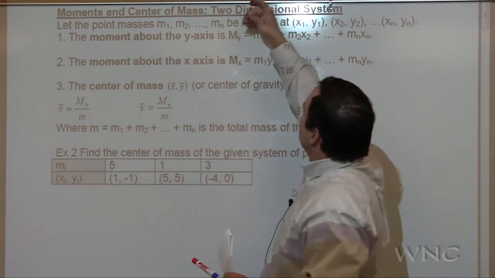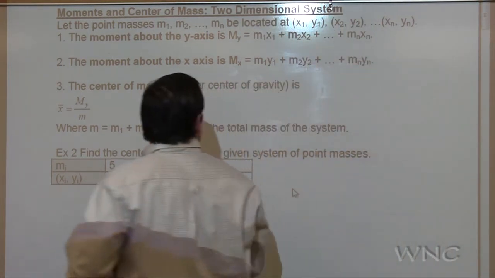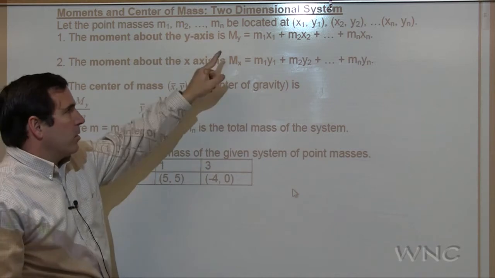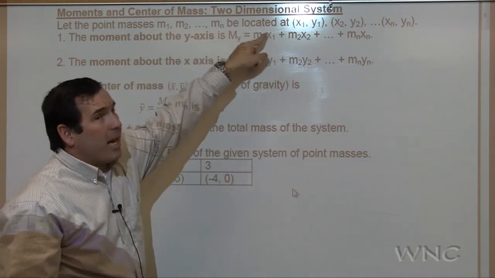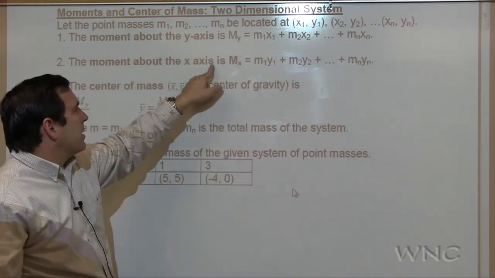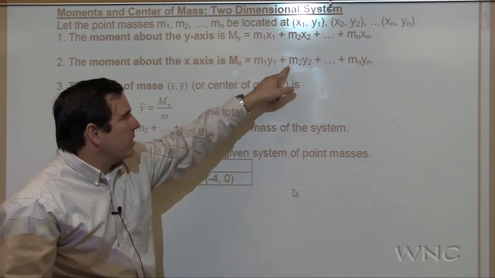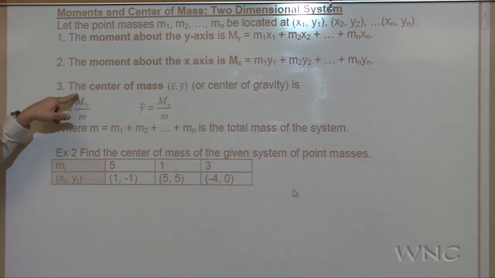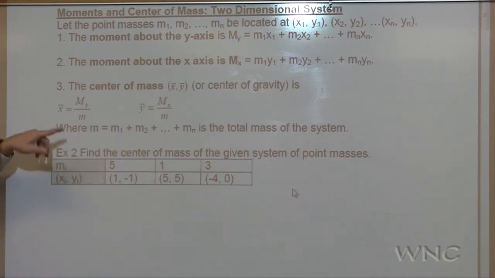Let the point masses m1, m2 through mn be located at x1, y1, x2, y2 through xn, yn. The moment about the y-axis is, now get this, don't stress about this now, m1 x1, not a typo, plus m2 x2 through mn xn. And the moment about the x-axis is m1 y1 plus m2 y2 through mn yn. The center of mass, x bar, y bar, or center of gravity: x bar is My over m, y bar is Mx over m. So those are the definitions here. Of course the mass is m1 plus m2 through mn.